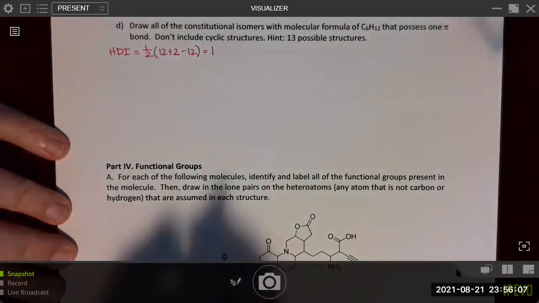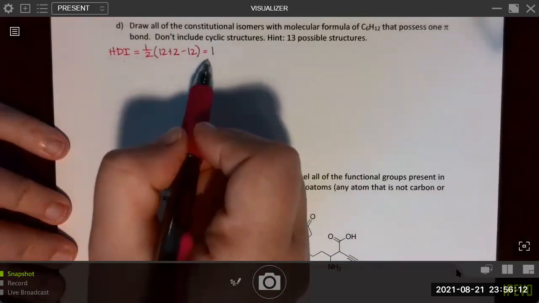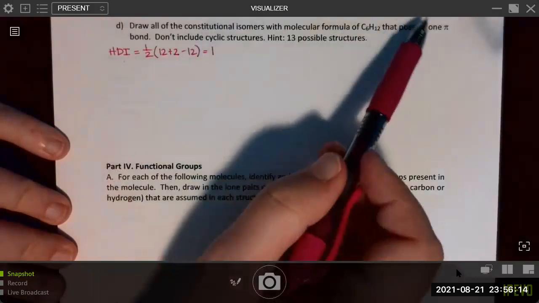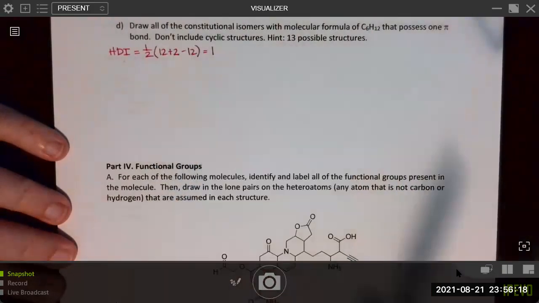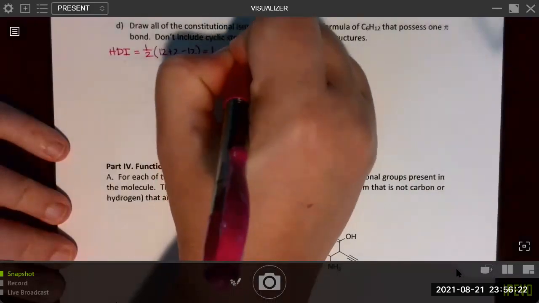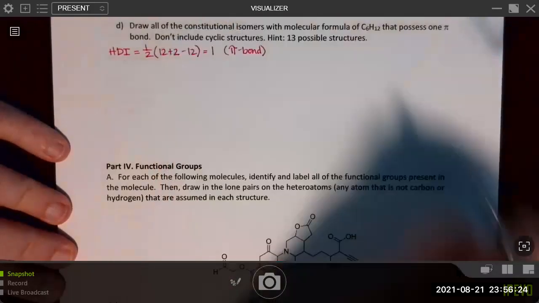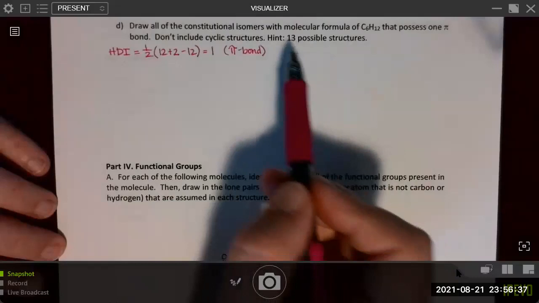So this tells us that we should have 1 ring or 1 pi bond, but it says they only include those that have a pi bond. They don't include cyclic structures. So our 1 is going to be the pi bond. There are cyclic structures that will match this formula. The goal is just not to worry about those because that's what the question asked for, and telling us, of course, our target.